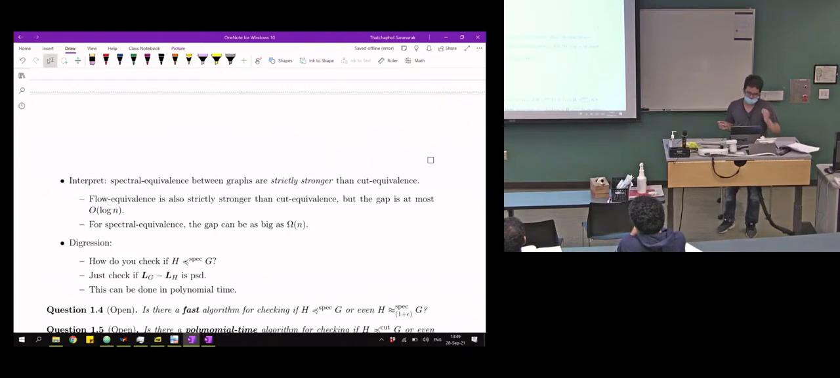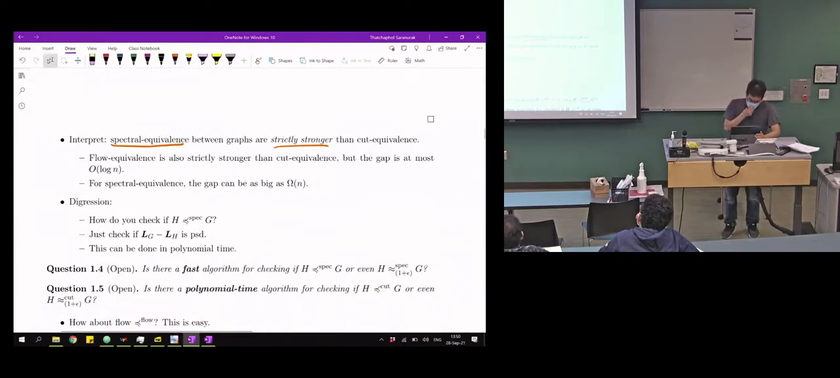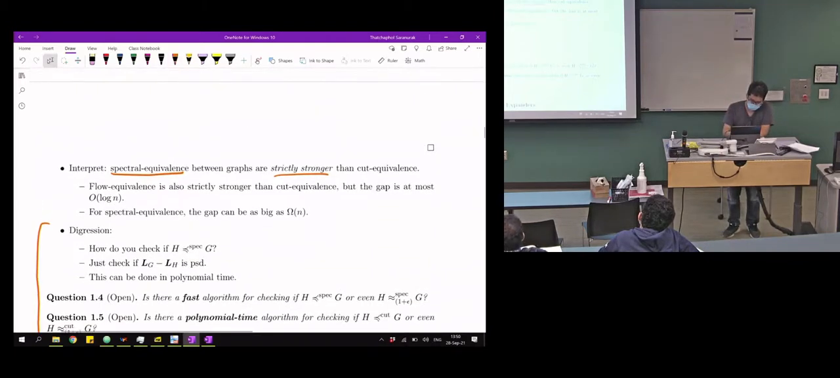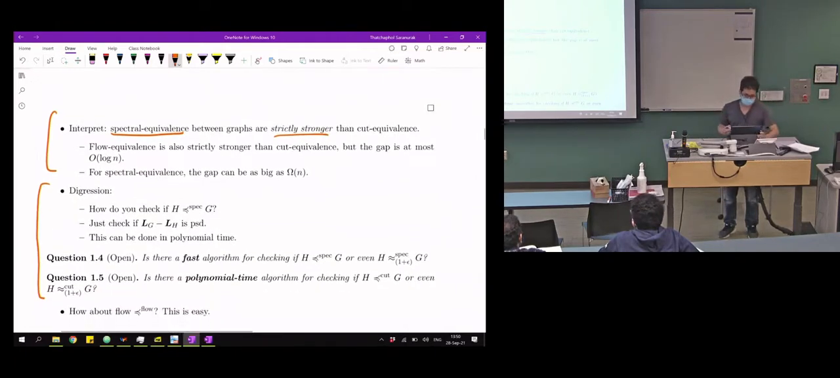So the point here is just to say that spectral equivalence between graphs is strictly stronger than cut equivalence. It can be much stronger sometimes. It's not like flow and cut, which are kind of the same. All right. There is some digression I want to make actually. So by the way, that's the point of this part: spectral equivalence is strictly stronger than cut. All right. Now for some digression.